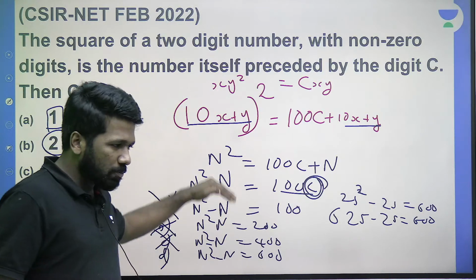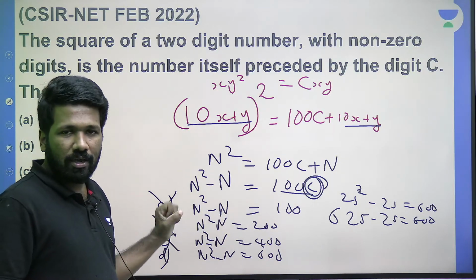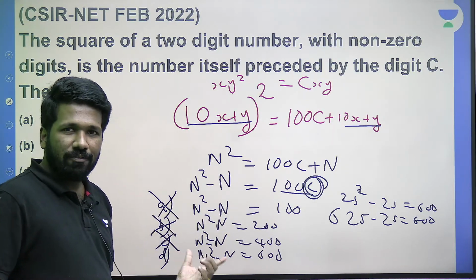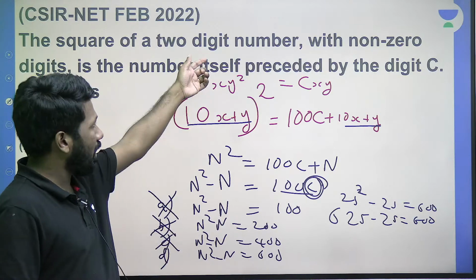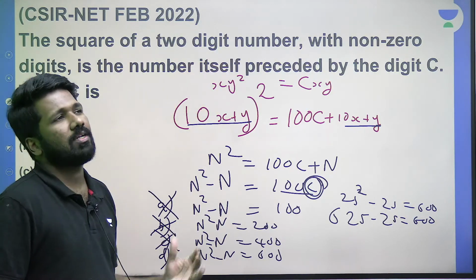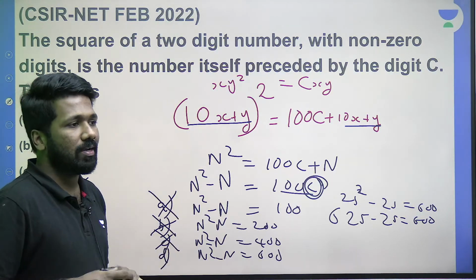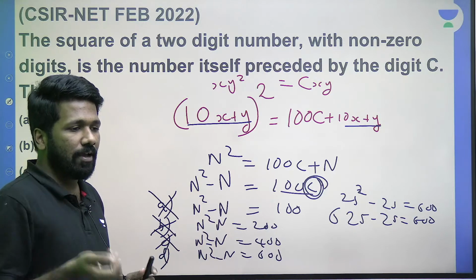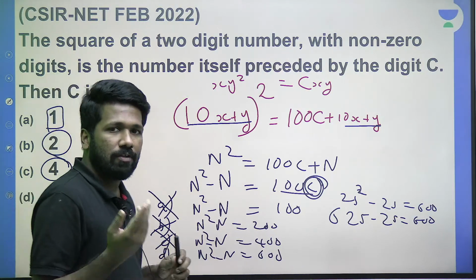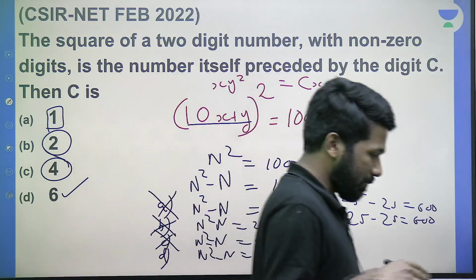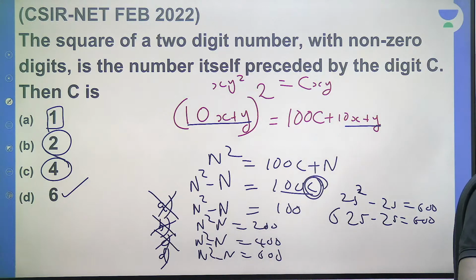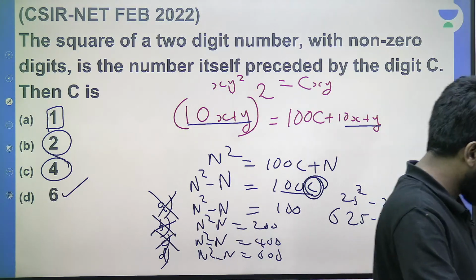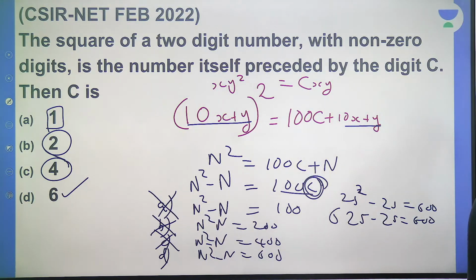Again, all this process, I agree, is time consuming. Otherwise, what is the way to do it? If you are good at squares, by trial and error, when you see the question, if you understood it perfectly, you can try different values in your mind and say that 25 square is 625, which is satisfying. This was the question asked in the NET exam. That is why I explained. I agree it is a little time consuming. I hope all of you understood.